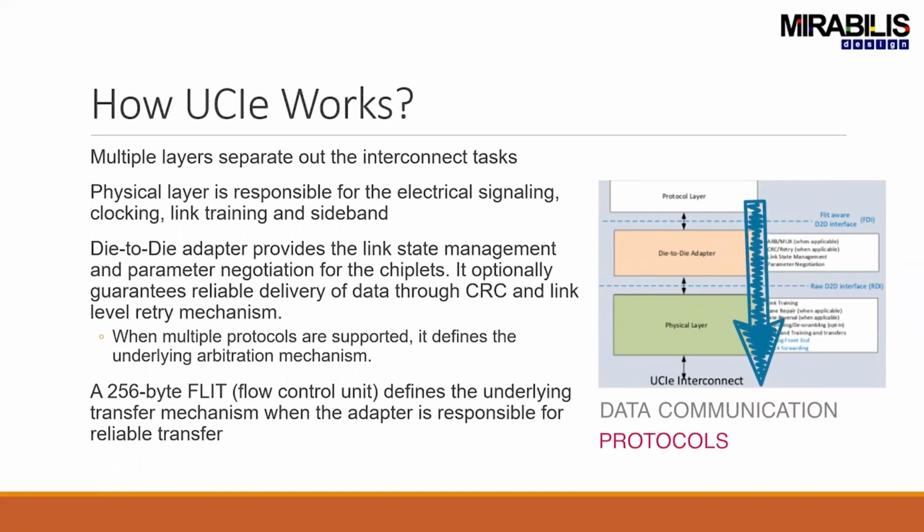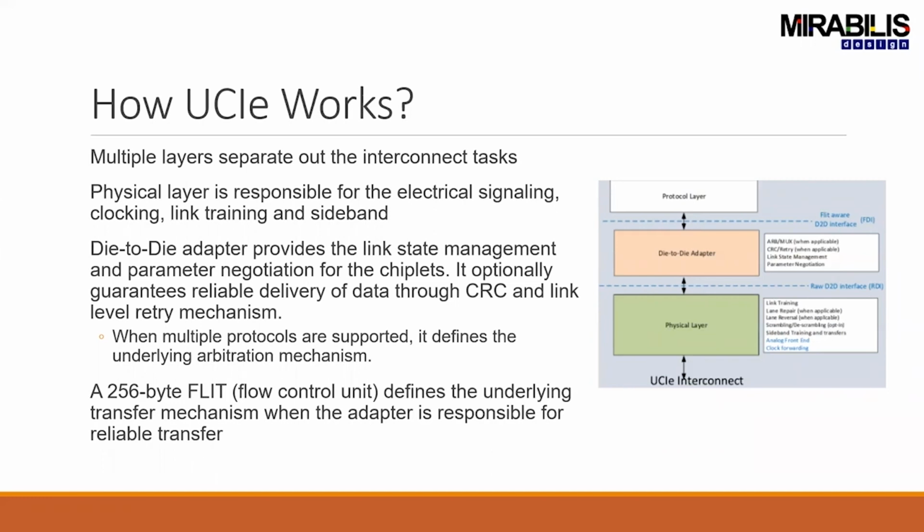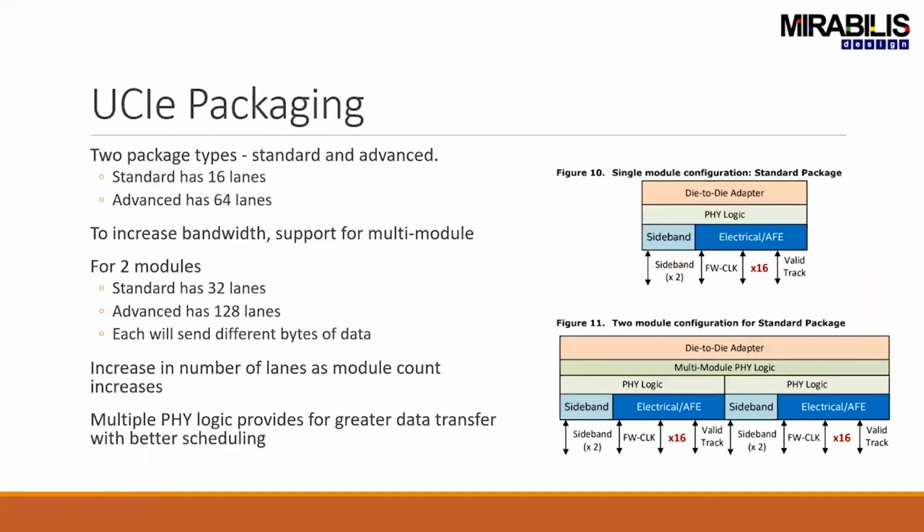protocols, it really becomes a FLIT, very similar to PCIe. We're using a FLIT. In this case, you can use, say, a 256-byte FLIT. There are flow control units. So this is an important consideration. There's flow control that defines what the underlying transfer mechanism is and who's responsible for the reliable transfer. So as you can see, these different layers play a major role in ensuring both the reliability of the system, but also at the same time maximizing the bandwidth available.